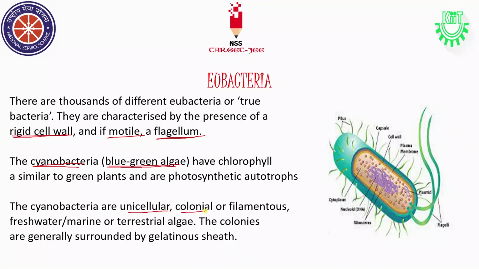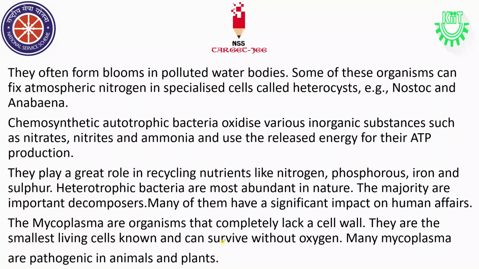Cyanobacteria are unicellular, colonial, freshwater, marine or terrestrial algae. The colonies are generally surrounded by a gelatinous sheath. Cyanobacteria और क्या characteristics है उनका? कि they are unicellular, they are colonial मतलब they live in colonies और कहाँ रहते हैं? In fresh water, marine या फिर terrestrial algae है. The colonies are generally surrounded by a gelatinous sheath. उनका पूरा colony is surrounded by a gelatinous sheath.